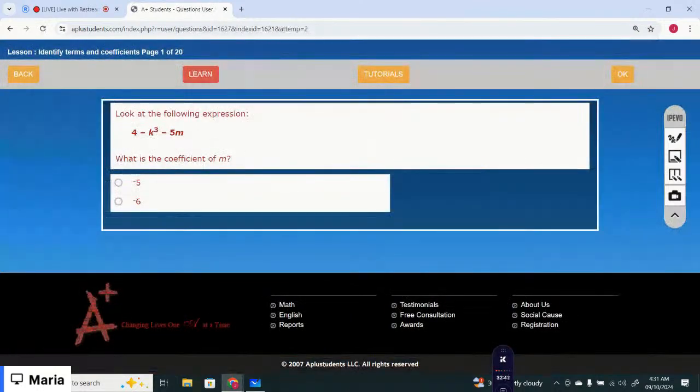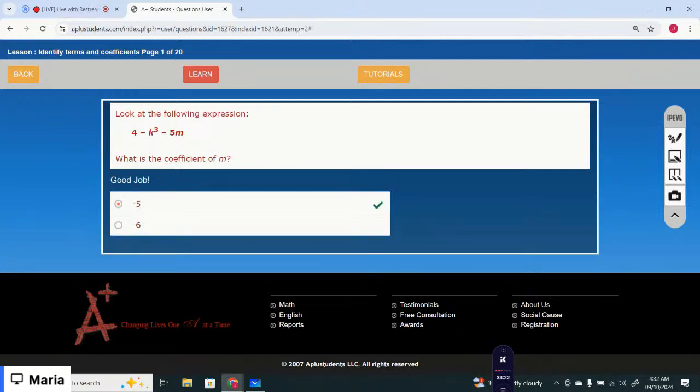Look at the following expression. What is the coefficient of m, which is the correct option? The coefficient of m is negative 5, right? The number with the variable is negative 5, so that is negative 5.